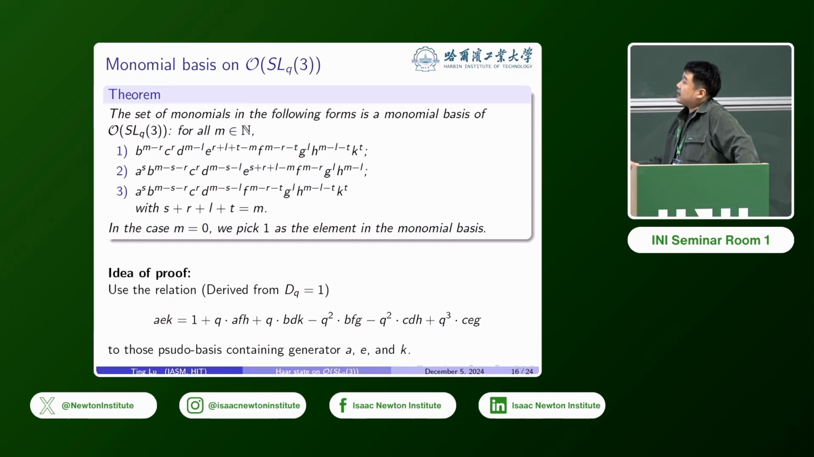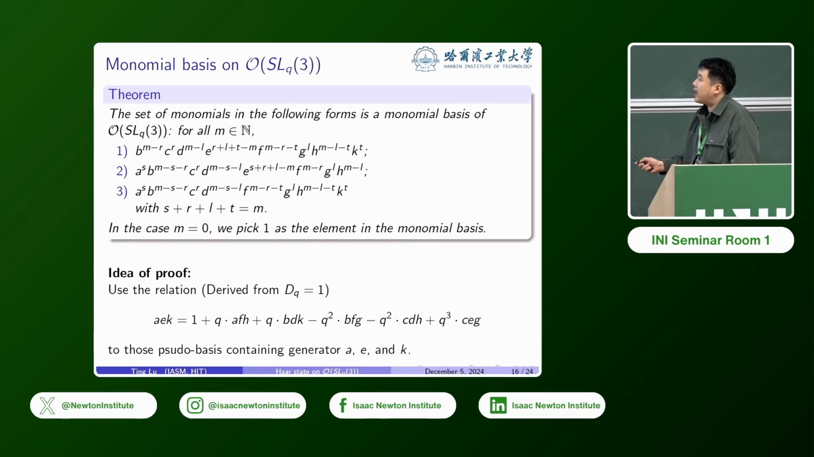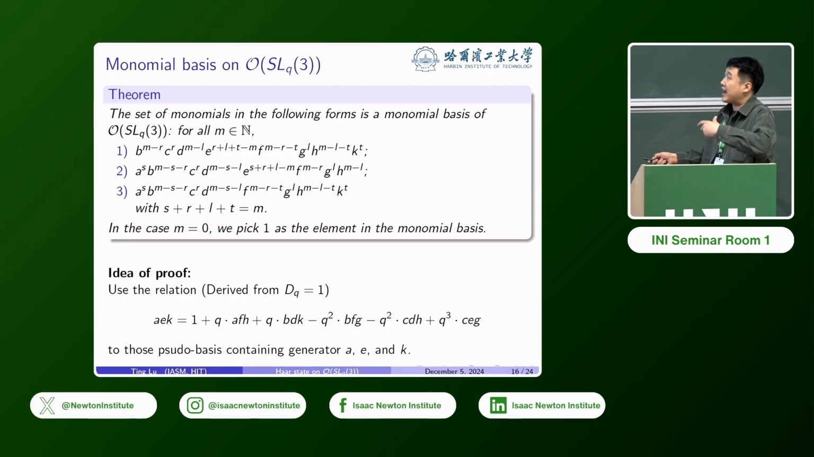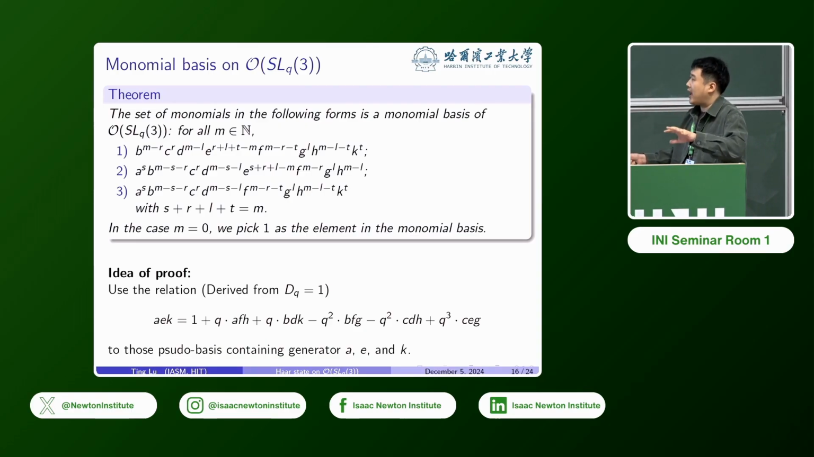And then this is the monomial basis I picked from the pseudo basis of order m. Essentially, they are monomials without generator A, or monomials without generator K, or monomials without generator E. It's easy to say they're linearly independent, and to say they actually span every monomial of order m, you just realize if you have generators A, K in your pseudo basis, you move them together and replace that piece by the right-hand side of the equation.